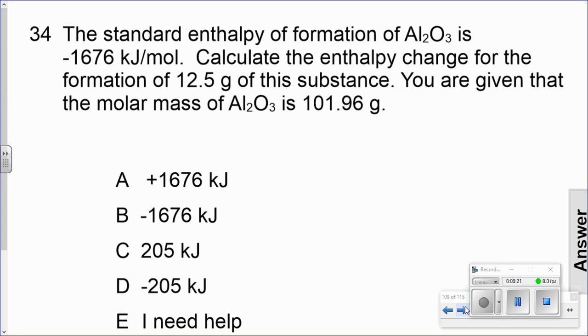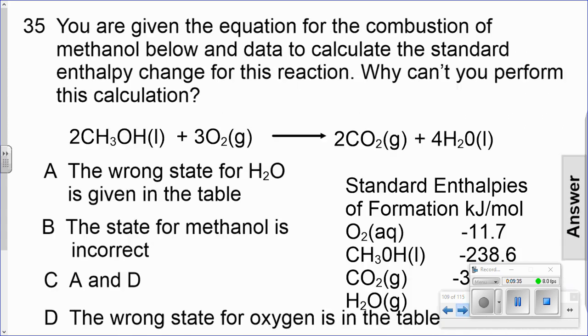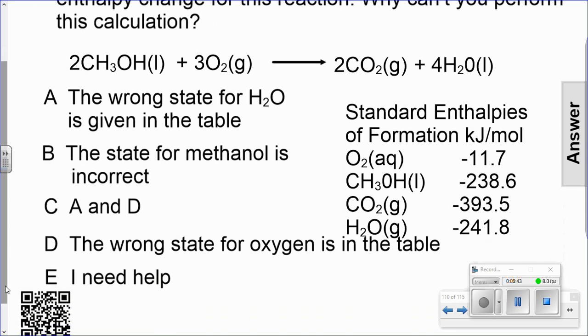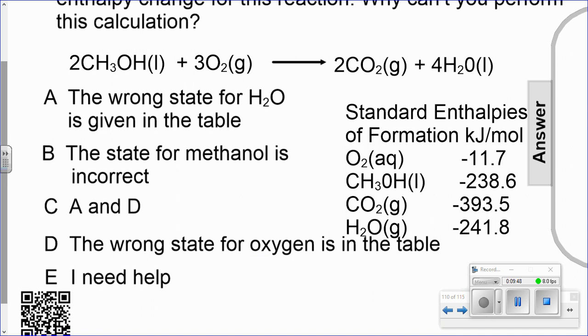Standard enthalpy of formation of Al2O3 is negative 16.7. Calculate the enthalpy change for the formation of 12 grams. Okay, so now you're starting with the mass. Okay, so now you got to work a little magic here with mass to moles. That's a hint, and the correct answer is D. It says, why can't you perform this calculation? There it is. Correct answer, C.